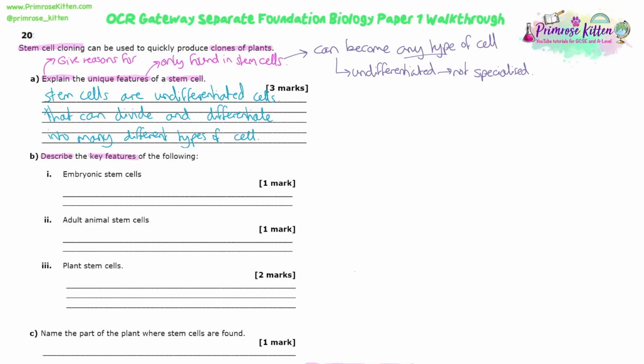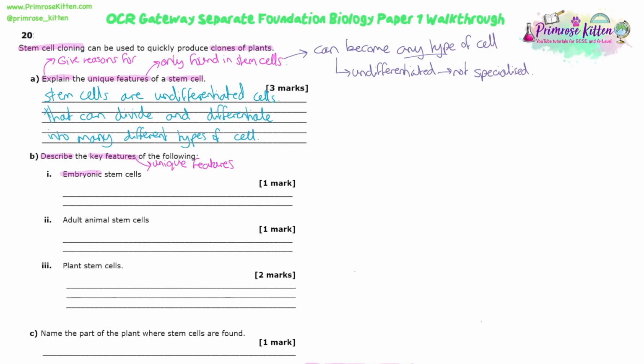Okay, part B. Describe the key features of the following. Embryonic stem cells is the first one. Key features, just to be clear, what they mean here is kind of like unique features. So how would you describe these stem cells, and what are the features in them that make them special and what makes them embryonic stem cells or adult stem cells or plant stem cells?